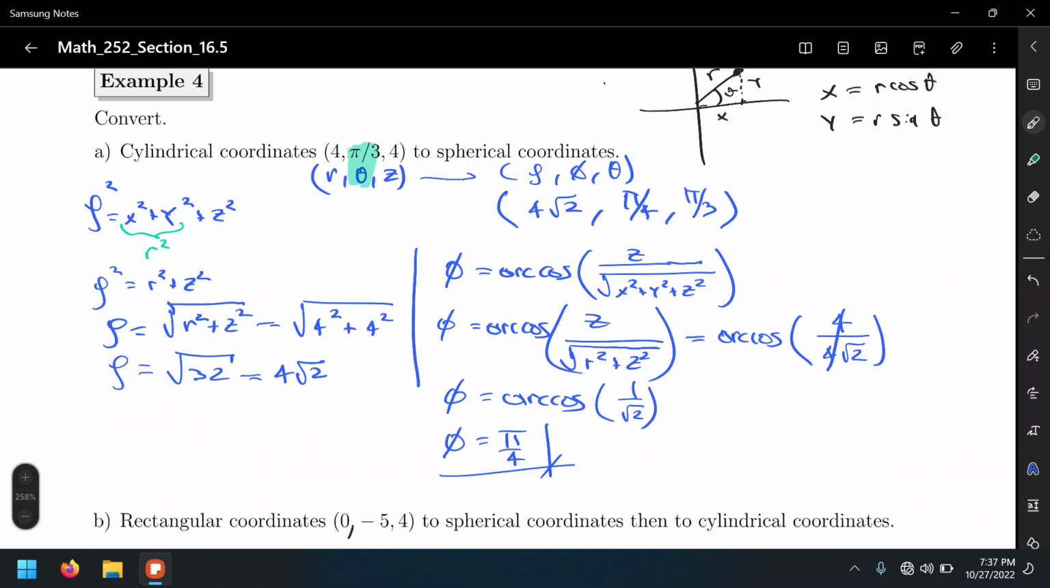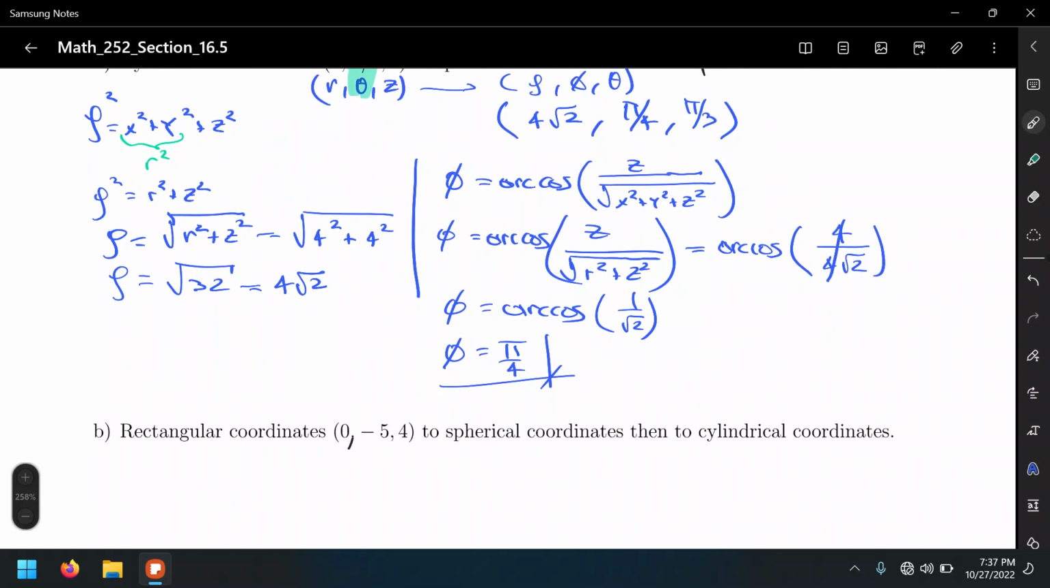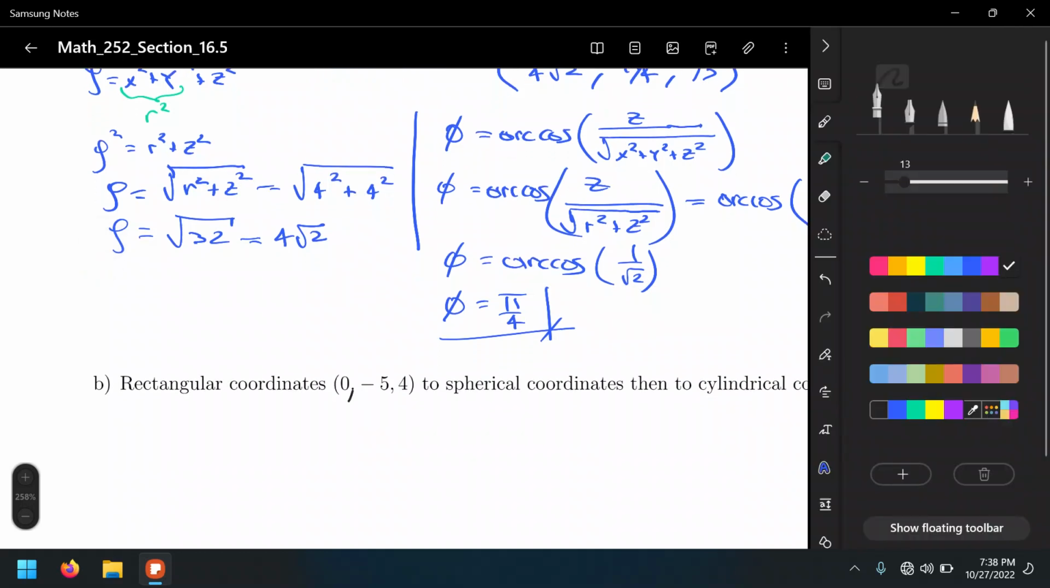All right. Now we're going to convert from rectangular to spherical and then to cylindrical coordinates. So we're going to do two conversions in the same one. We have the point 0, -5, and 4. So let's plot that point. Actually, I'm going to do the projection into 2D, because that's going to give us a lot of information, since this is the spherical system, which in 2D is the circular system.